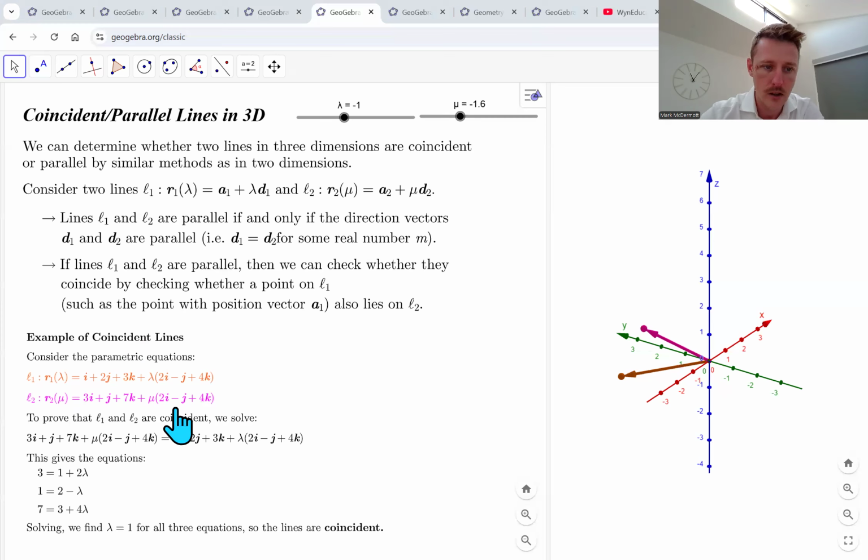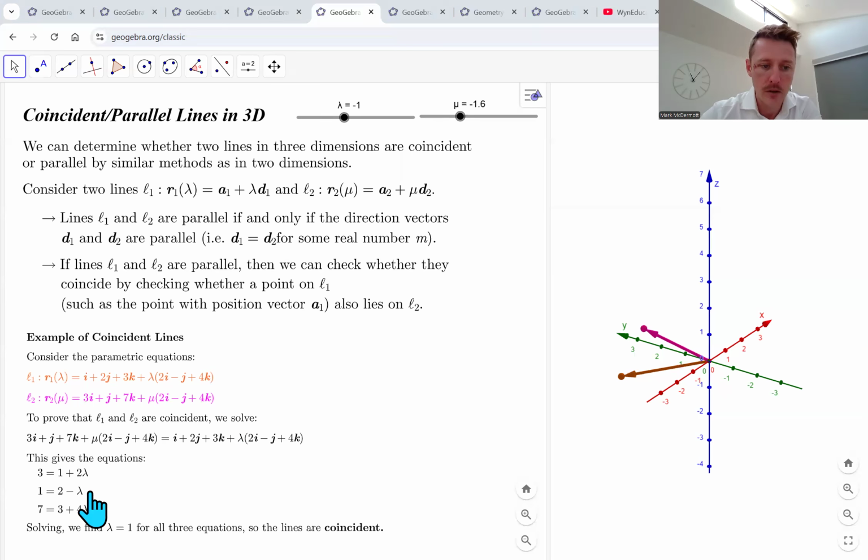Okay, look at the direction vectors, 2i minus j plus 4k, 2i minus j plus 4k. These are parallel. So we know that they're parallel, so the lines are either coincident or they're parallel and distinct. What we're going to do here is prove that they're coincident. So what we're going to do is set them equal to each other and then equate the components.